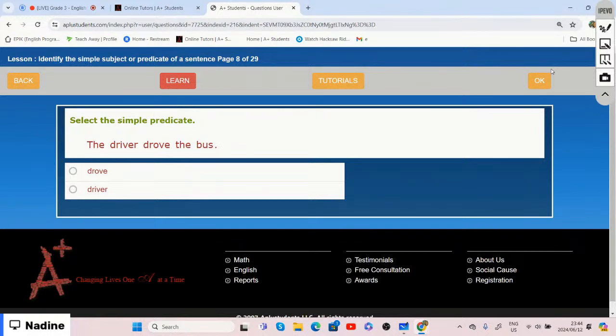All right, let's do our last one. It says the driver drove the bus. We need to select the simple predicate of that sentence. Is it drove or is it driver? Our simple predicate is the action, the verb within that sentence. It tells us what the subject is doing. So we need to identify our verb, our predicate within that sentence. Is it drove?